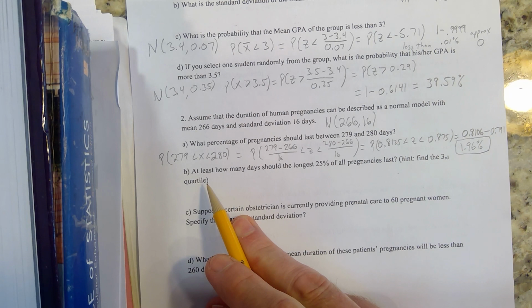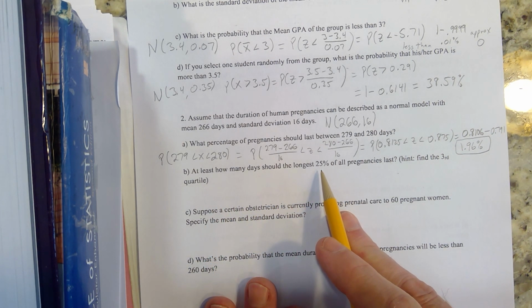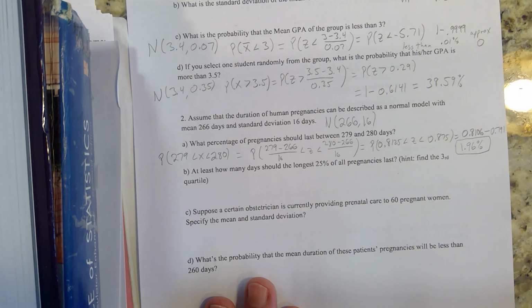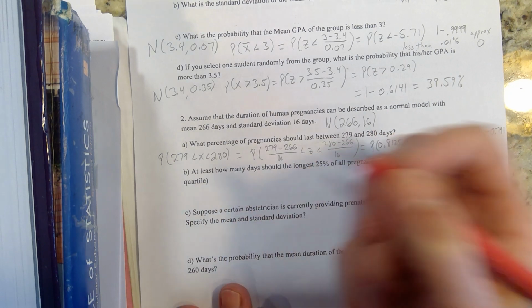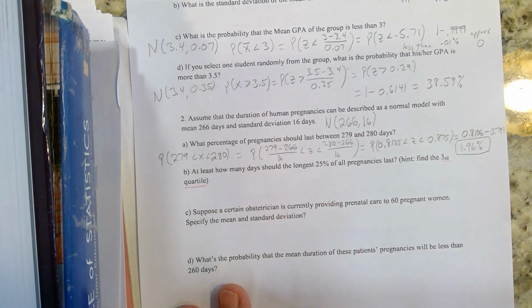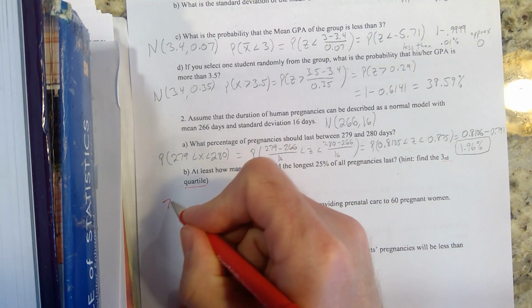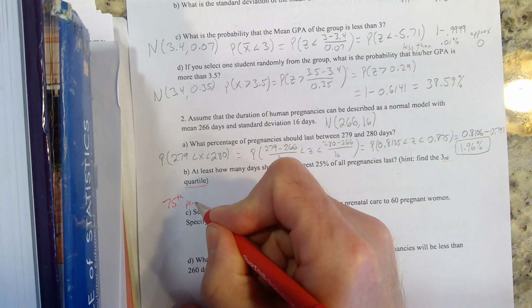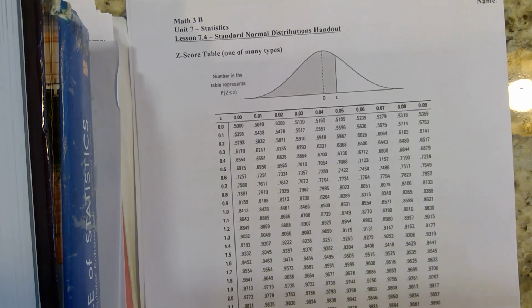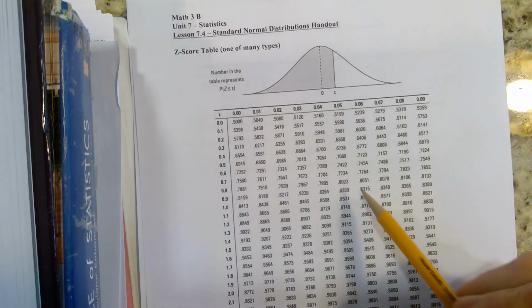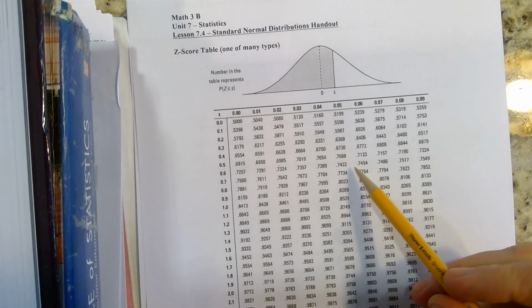Okay, next question. This is an inverse question, right? Because here they're giving me the percentage and they're asking me to work backwards and figure out the time. Okay, so longest 25%. That actually means we want the 75th percentile or third quartile, right? So we need to work backwards. We're going to find the 75th percentile. Okay, so we go on to our table. We find the 75th percentile. So we're looking in here to find 0.75.